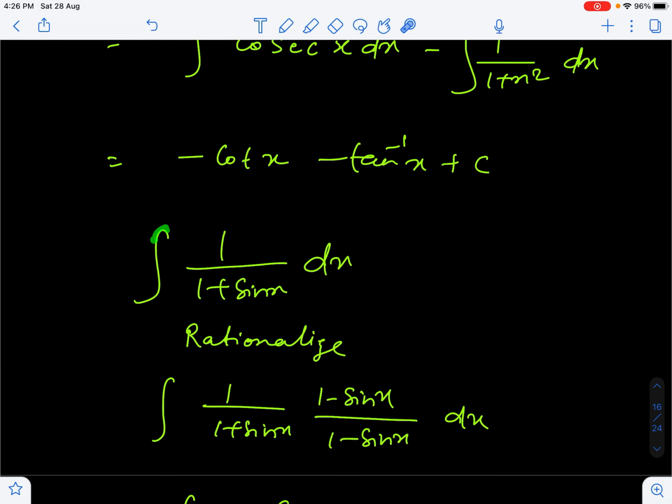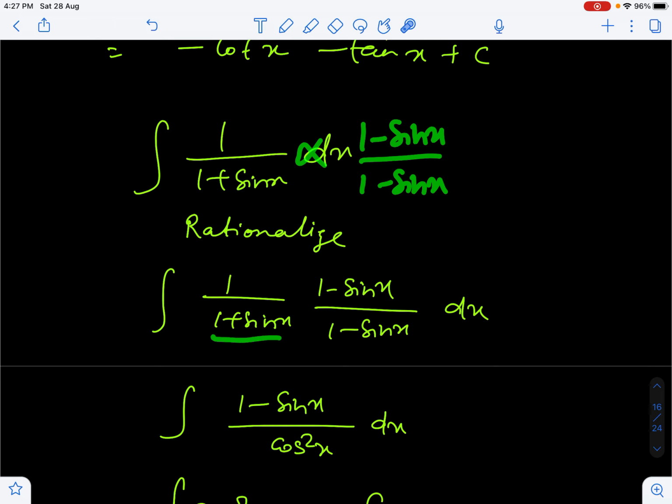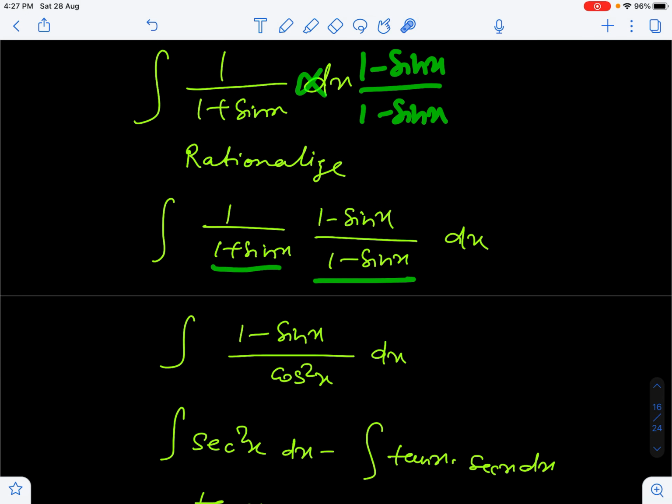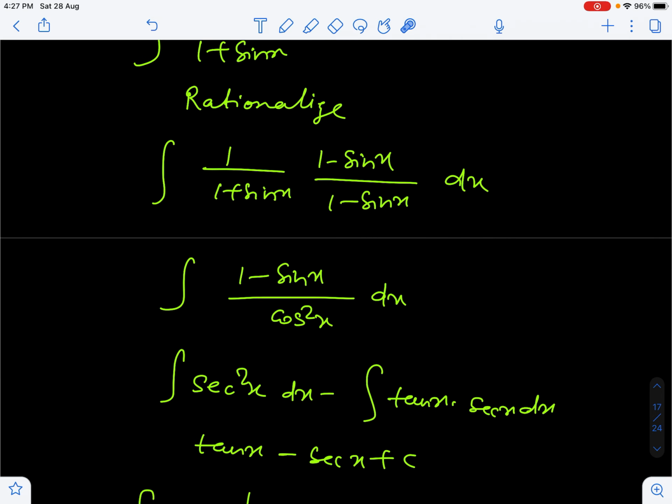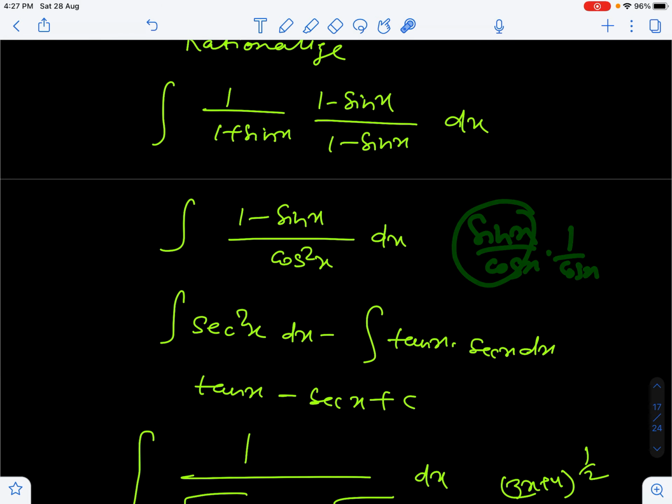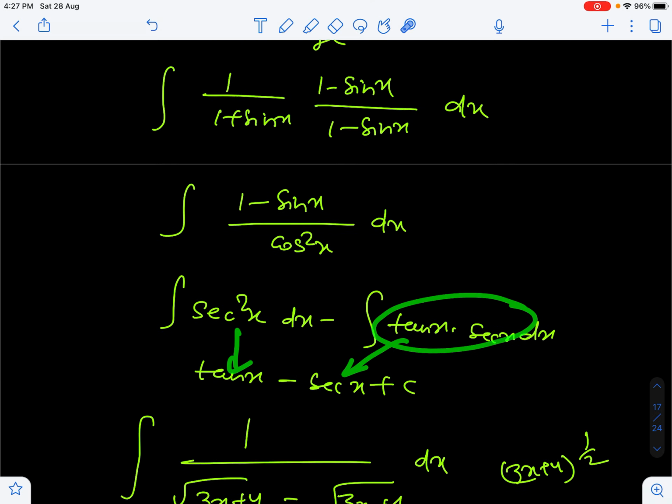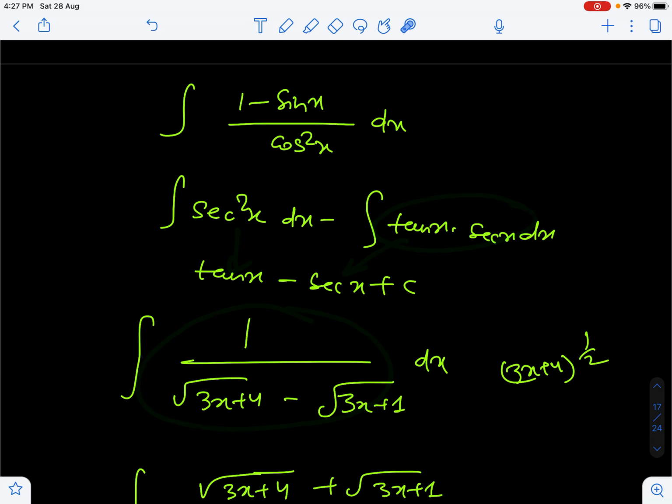Okay, now guys, if this type of question comes, 1 upon 1 plus sin x, you have to rationalize. Rationalization means multiply numerator and denominator by 1 minus sin x, and you get a minus b, a plus b, a minus b, a square minus b square. So 1 minus sin square x is nothing but cos square x, and this is 1 minus sin x. So 1 by cos square x is sec square x, and this is sin x by cos x into 1 by cos x. Can I write this as tan x into sec x? So the integration of this: sec square x integrates to tan x, and tan x into sec x integrates to sec x. So similarly, this type of thing you can solve using rationalization.